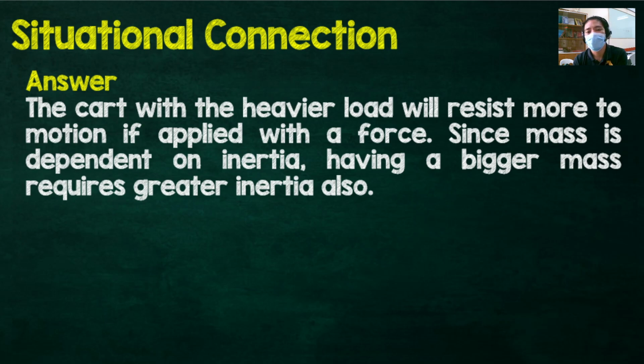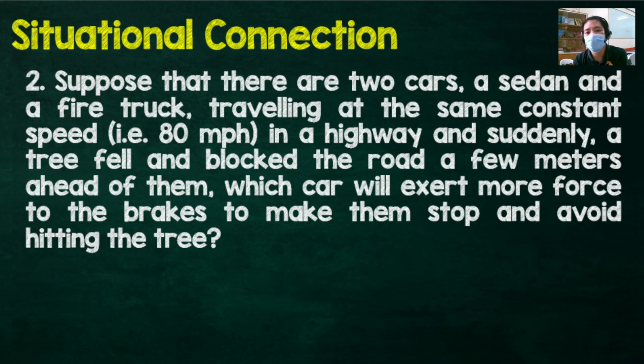Let us examine the second question. Suppose that there are two cars, a sedan and a fire truck, traveling at the same constant speed. For example, they're traveling at 80 miles per hour on a highway, and suddenly a tree fell and blocked the road a few meters ahead of them. Which car will exert more effort or more force on the brakes to stop and avoid hitting the tree?